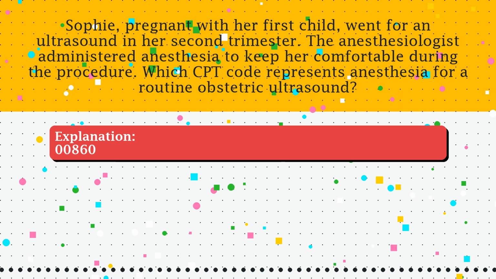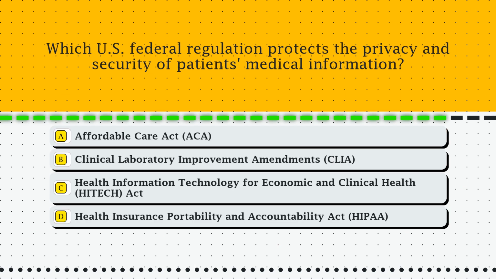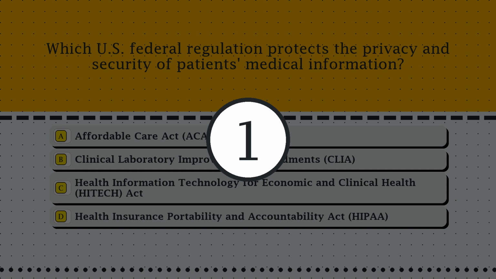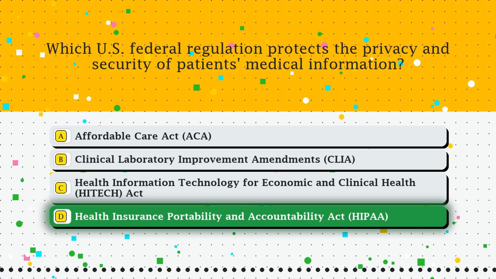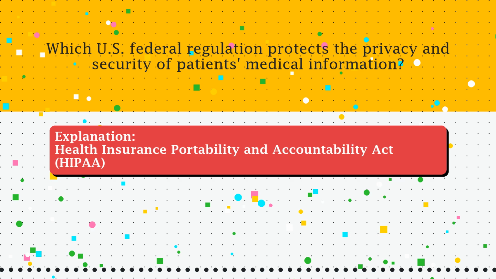Question 246. Which U.S. federal regulation protects the privacy and security of patients' medical information? Option A, Affordable Care Act, ACA. Option B, Clinical Laboratory Improvement Amendments, CLIA. Option C, Health Information Technology for Economic and Clinical Health, HITECH, Act. Option D, Health Insurance Portability and Accountability Act, HIPAA. The correct answer is option D, Health Insurance Portability and Accountability Act, HIPAA.